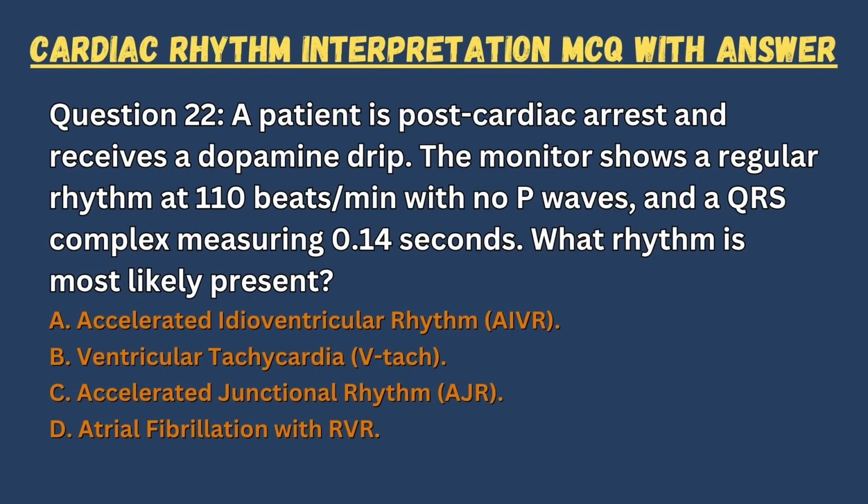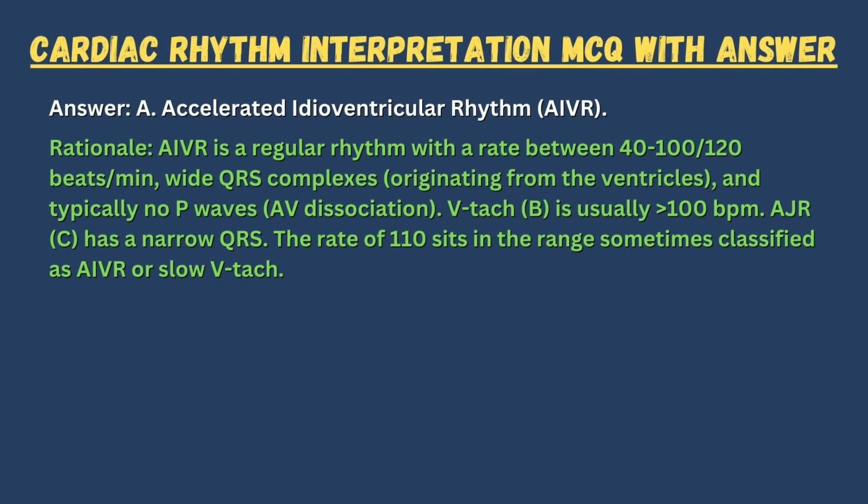Question 22. A patient is post-cardiac arrest and receives a dopamine drip. The monitor shows a regular rhythm at 110 beats per minute with no P waves, and a QRS complex measuring 0.14 seconds. What rhythm is most likely present? A. Accelerated idioventricular rhythm, AIVR. B. Ventricular tachycardia, V-Tach. C. Accelerated junctional rhythm, AJR. D. Atrial fibrillation with RVR. Answer: A.